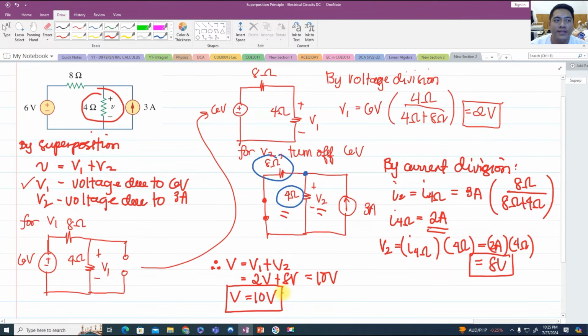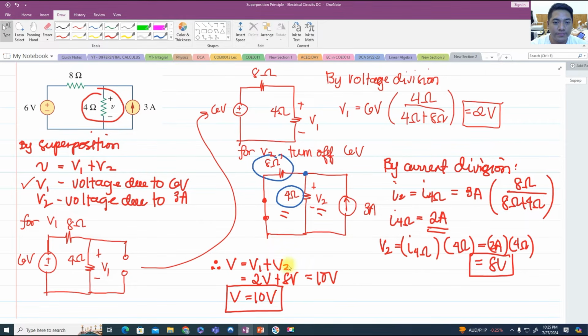Okay? So again, the very first step we did, we turned off one source and analyzed the circuit because of the other source. After analyzing it, we turned off the other one and left the first on. Then we analyzed the circuit and added algebraically the voltage drop due to the independent sources of 6 volts and 3 amperes. So that is for number 1.